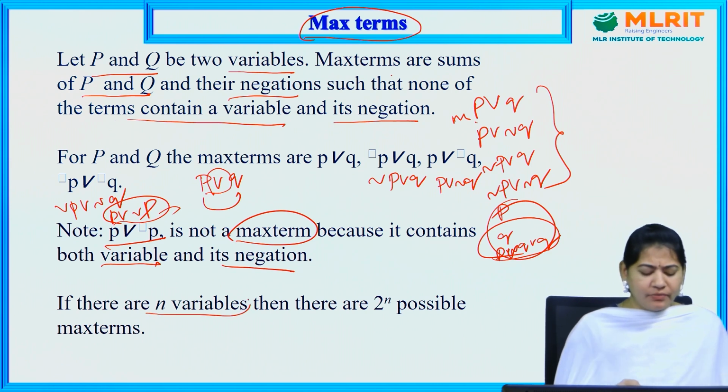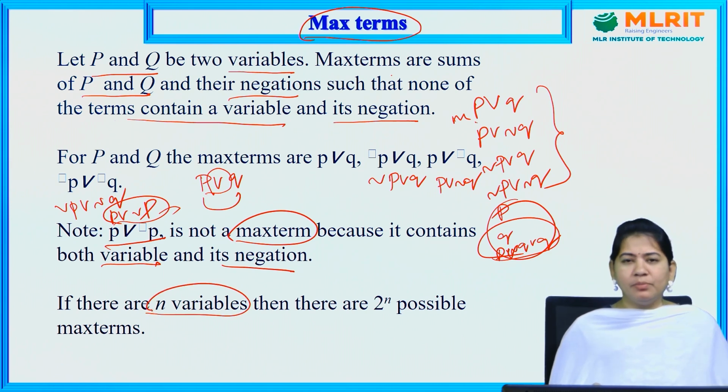If there are n variables, there are 2 power n possible max terms. Similarly, for min terms also, if you have n variables, then you will have 2 power n min terms. In the same way here also 2 power n max terms.